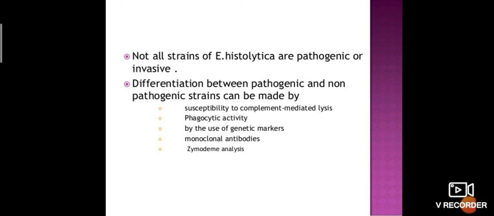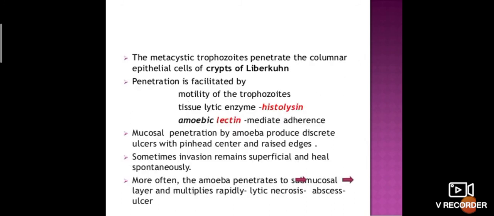Differentiation between pathogenic and non-pathogenic strains can be made by susceptibility to complement-mediated lysis, phagocytic activity, use of genetic markers through monoclonal antibodies, and zymodeme analysis. The trophozoite penetrates the columnar epithelial cells of the crypts of Lieberkuhn. Penetration is facilitated by motility of the trophozoite and the tissue-lytic enzyme histolysin. Mucosal penetration by amoeba produces discrete ulcers with pinhead centers and raised edges.